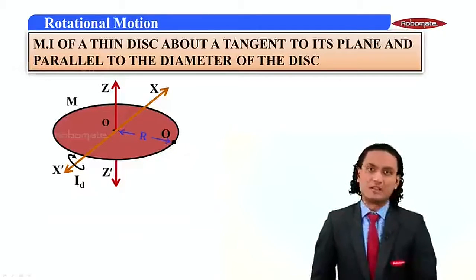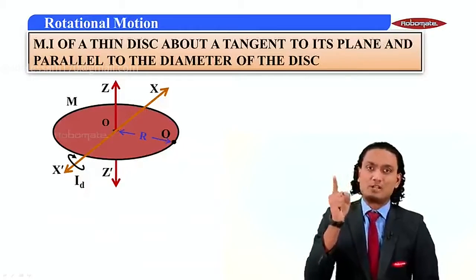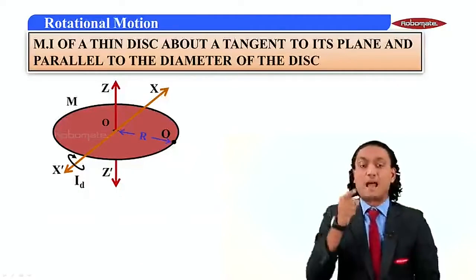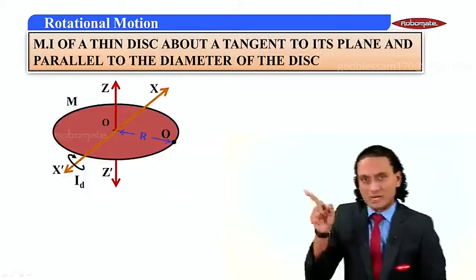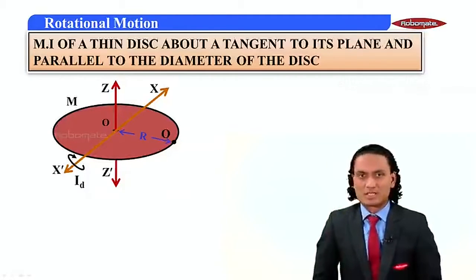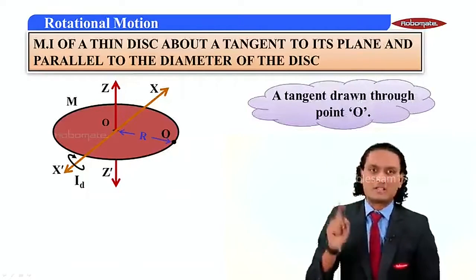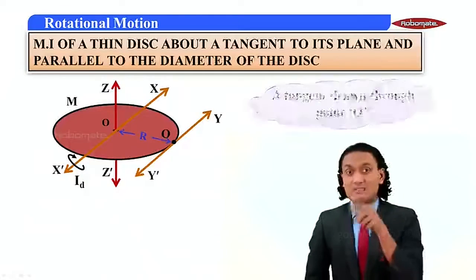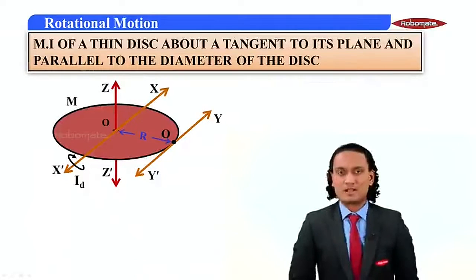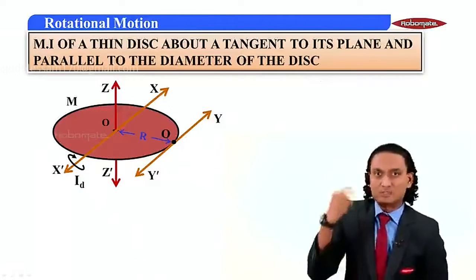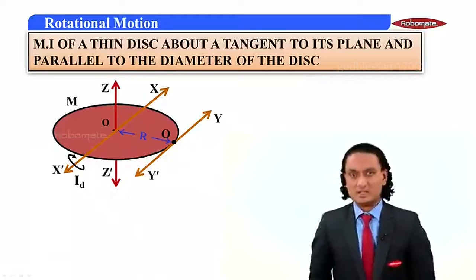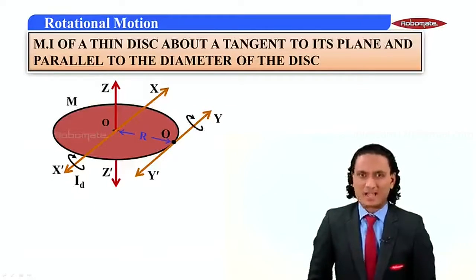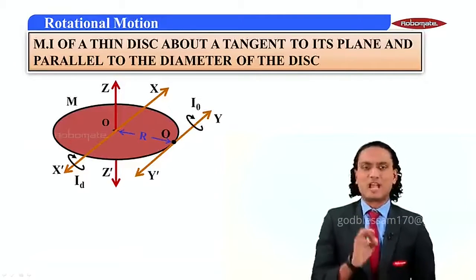See the title. We need to find out the moment of inertia of a disk about the tangent to its plane, and this tangent is parallel to the diameter of the disk. So I have taken a point O on the circumference of this disk, and let me draw a tangent through point O, but keep this in mind. This tangent is in the plane of the disk. Alright, so Y dash is a tangent, it is parallel to X dash. So if this disk rotates about the axis Y dash, then its moment of inertia is I naught.